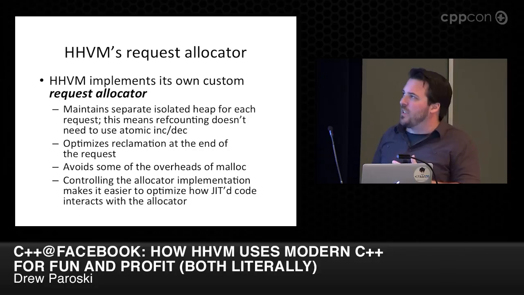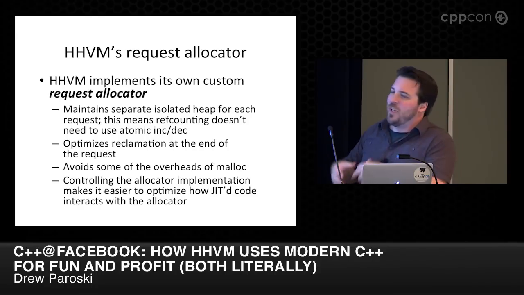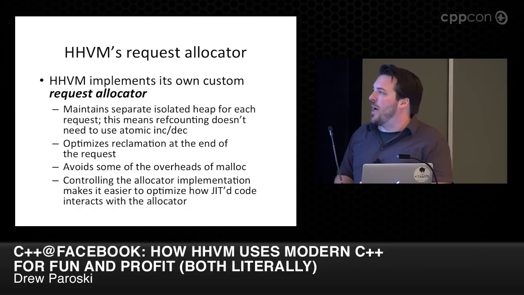Also, by controlling the allocator that's used by the PHP new operator and so on, it lets us make JITted code integrate with it better because we control what the allocator does. We can inline the fast path of the allocator into JITted code, and then we only need to call out to deal with the slow path.